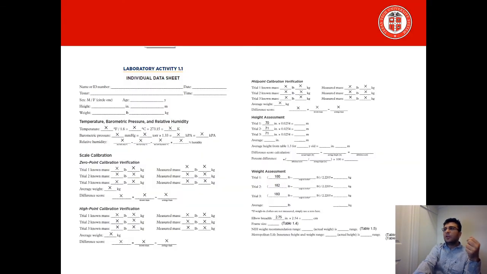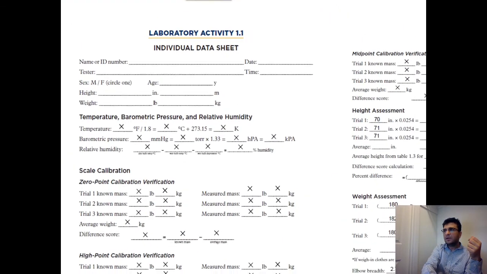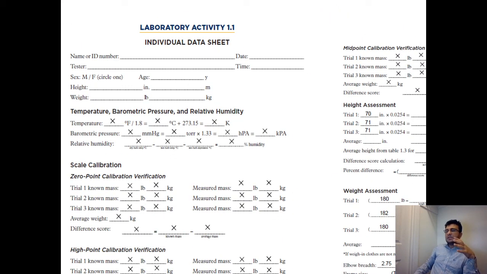Okay, so this is lab activity 1.1. I have put a PDF on the blackboard, and wherever I have put a cross, you don't have to worry about it. I have already entered some of the data which I've made up, and I want you to use that data to fill in the data sheets.